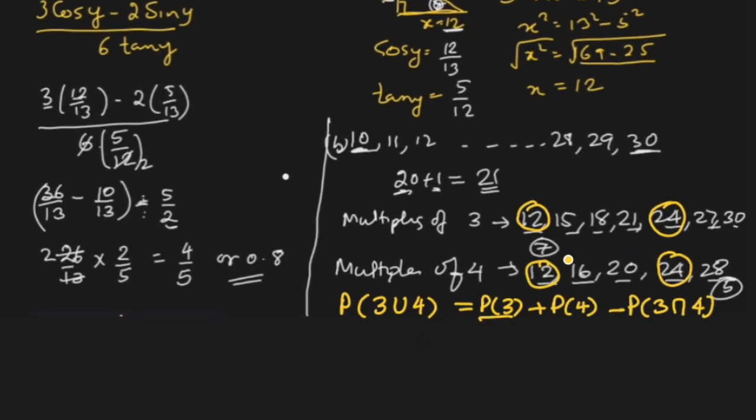So probability of 3, we got 7 out of 21, total was 21. Probability of 4 is 5 out of 21, and minus what is common? 2 are common. 2 out of 21 are common in both. So the final answer will be 12 minus 2, 10 over 21. This is the probability that they will be multiples of 3 or 4.